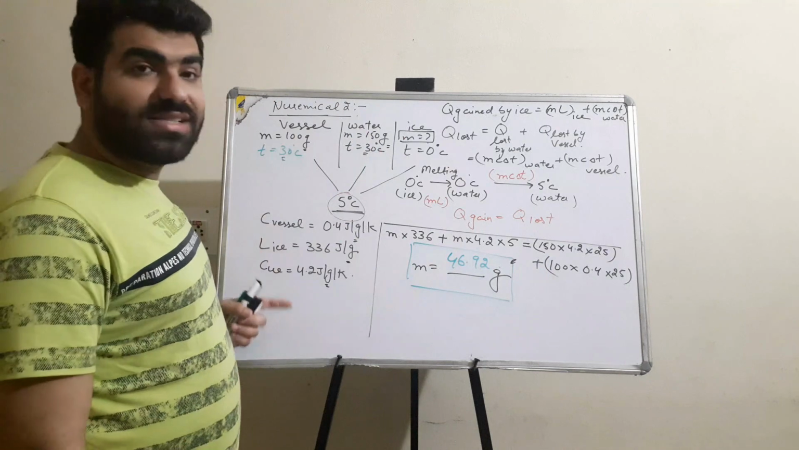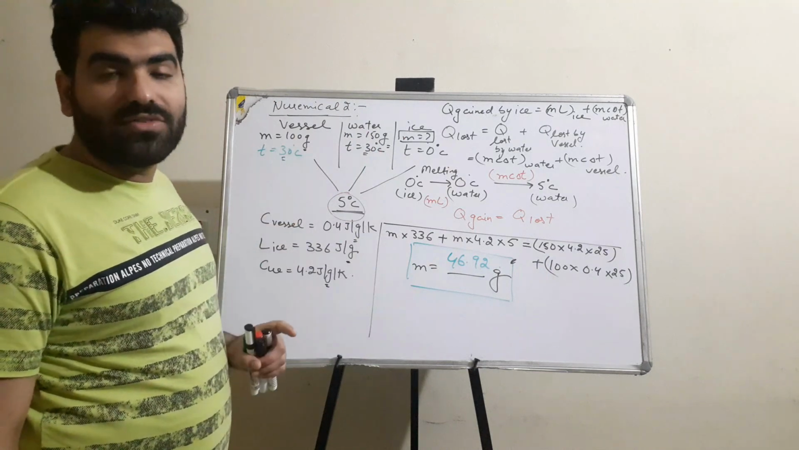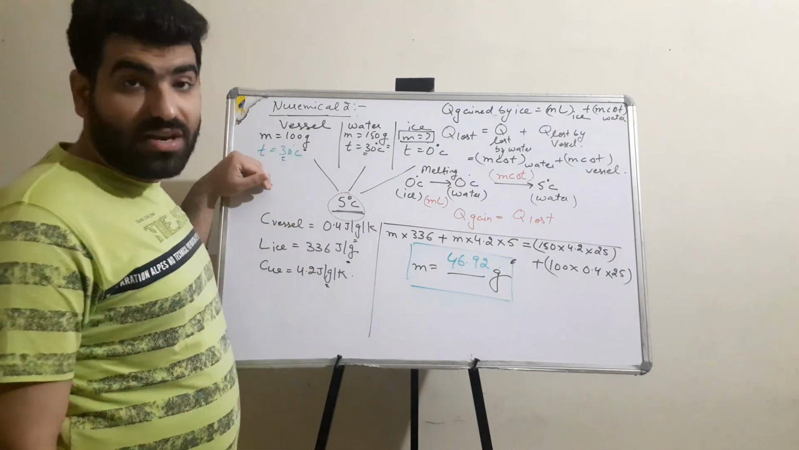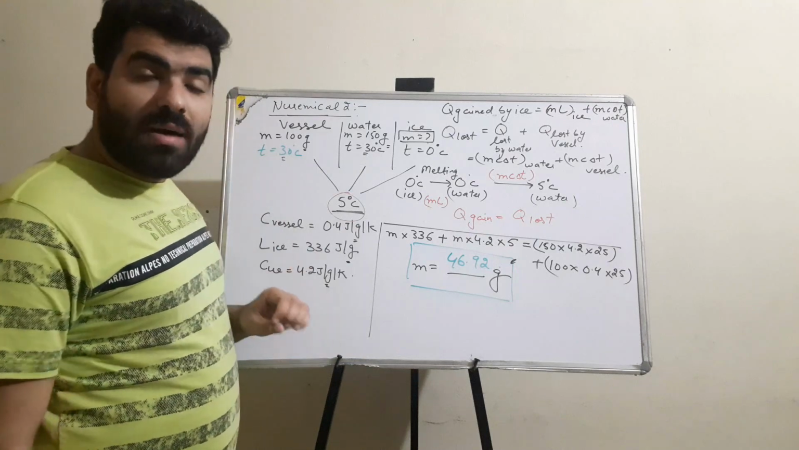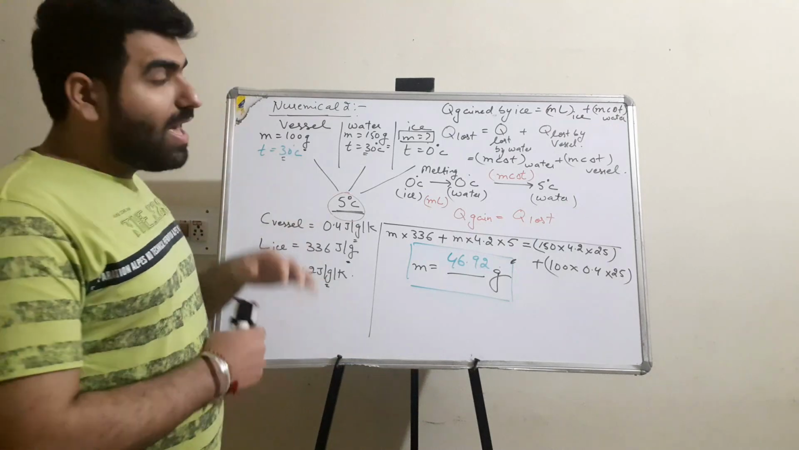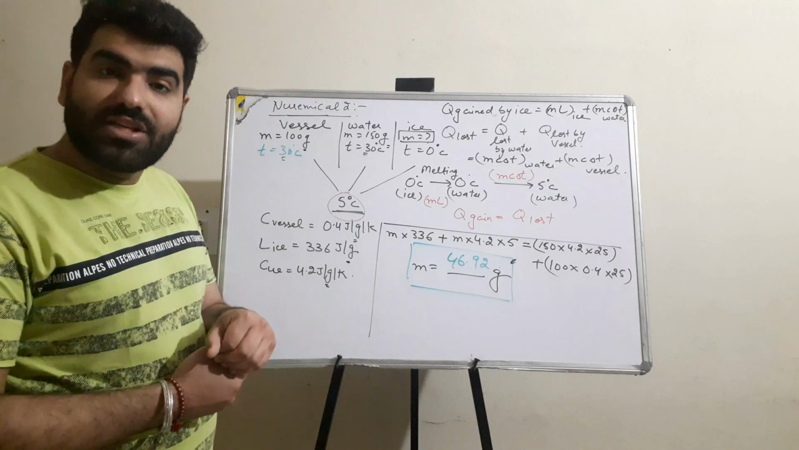Alright. So this was the second type of numerical that is very, very important. So this was all about this part of the chapter, and this comprises the end of this chapter.